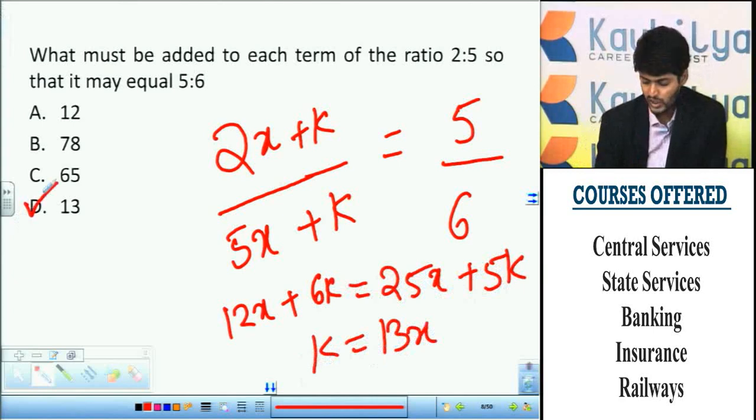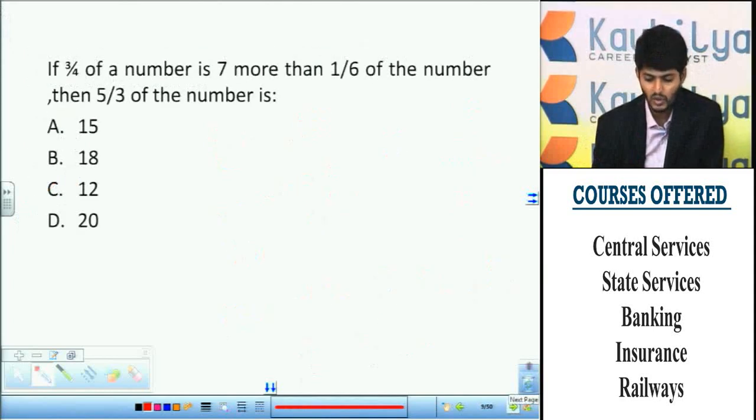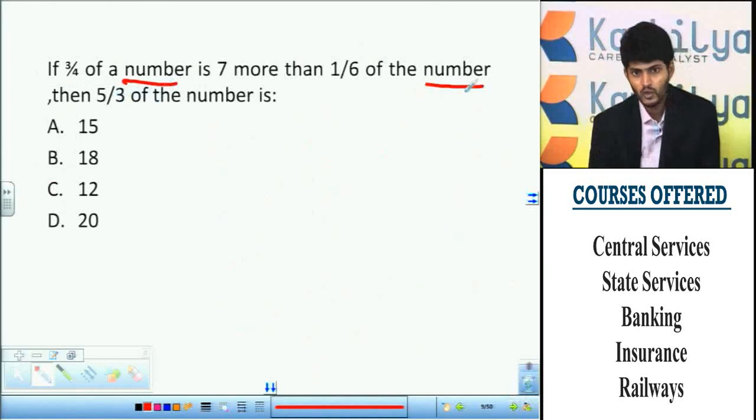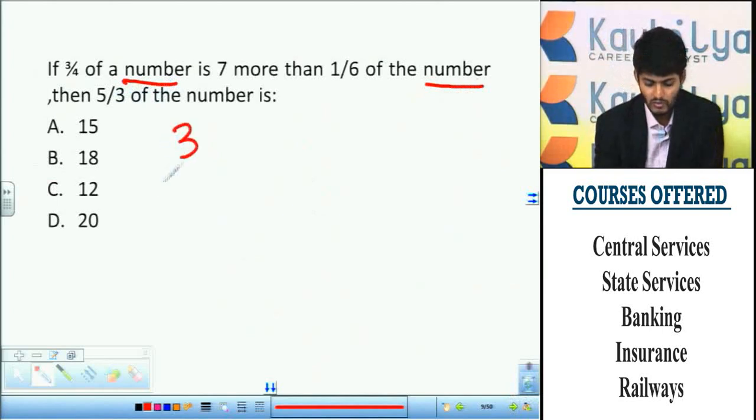Okay, so you can do ratio problems also similar to your percentage problems, taking the least amount of time. Again you have a ratio problem. 3/4 of a number is 7 more than 1/6 of the number. You see, he is referring to the same number in both these cases. 3/4 of a number, and you don't know what the number is, so generally we assume the number to be x. So 3/4 of the number would be 3/4 of x.